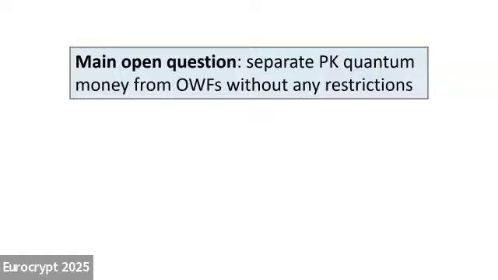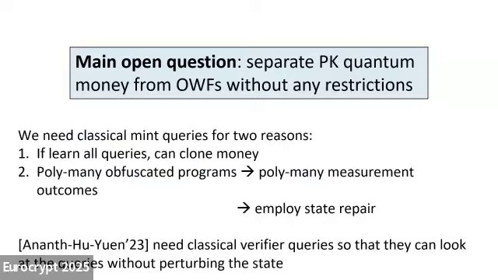All right, so the main open question that we leave behind is, can you actually separate public key quantum money from either evasive obfuscation or from one-way functions without any restrictions on the protocol design? And I should mention that our techniques inherently do need the restrictions that we have. And the prior work also inherently needs the restrictions they have. So it seems like some brand new ideas are going to be needed to resolve this open question. And with that, I will conclude my talk.